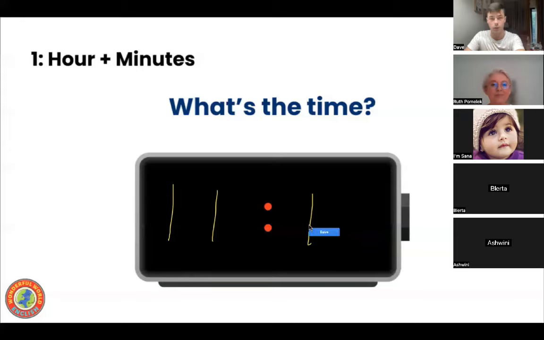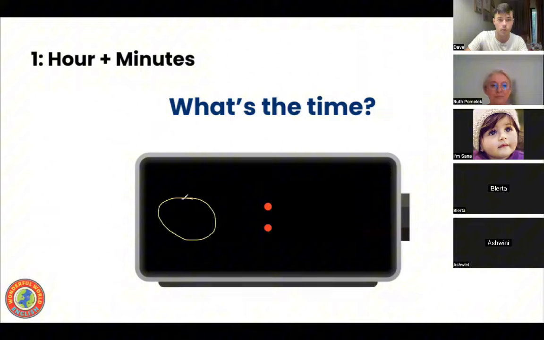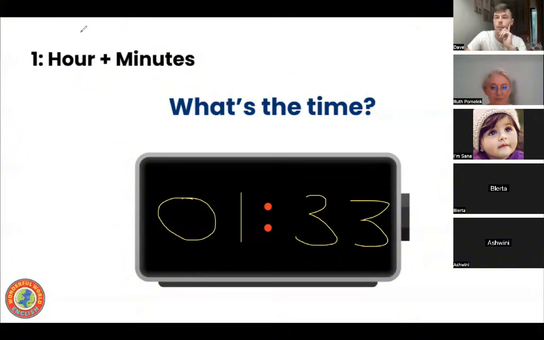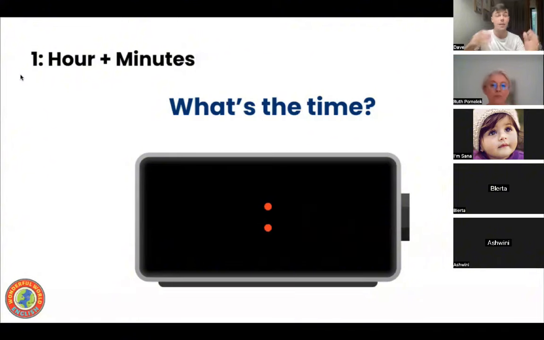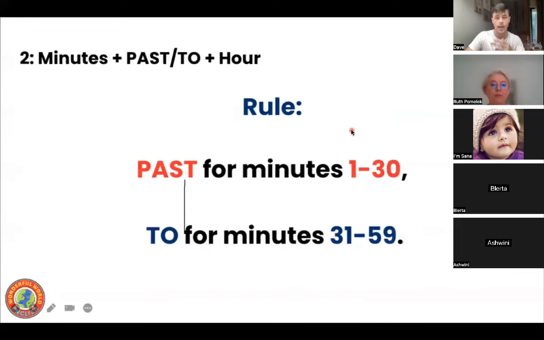Let's do one more. Ashwini, please tell us what is the time. Let's do this one. Perfect. You got it. Well done, girls. Doing so well. 1:33. Now, this, I would say, is the most common way to answer the time, but there are some other ways we can do it. Maybe the other way is more similar to your native language, so you might prefer to say it in the other way. So we'll go forward and we can look at that now.